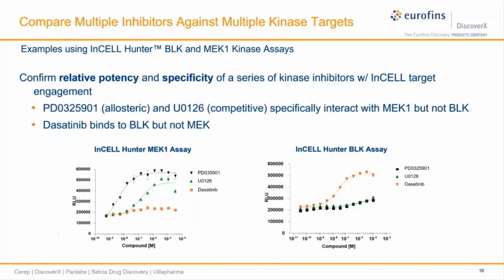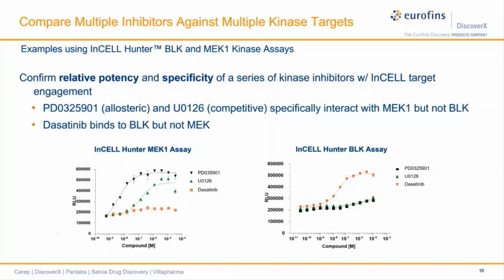Here we see that PD35901 and U0126 are active against MEK1 in the cellular target engagement assay, with the PD compound being an order of magnitude more potent, while dasatinib is inactive. It is also interesting to note that the 2 active MEK1 inhibitors have different mechanisms of action, with U0126 binding to the active site, while PD35901 binds to an allosteric site. Of these 3 compounds, only dasatinib is active in the B lymphocyte kinase target engagement assay, and this compound was inactive against MEK1.